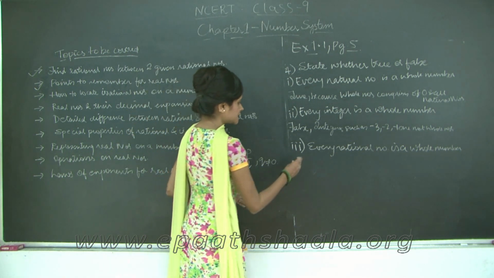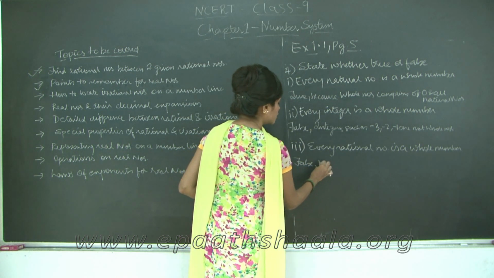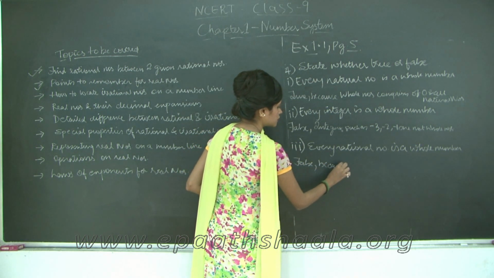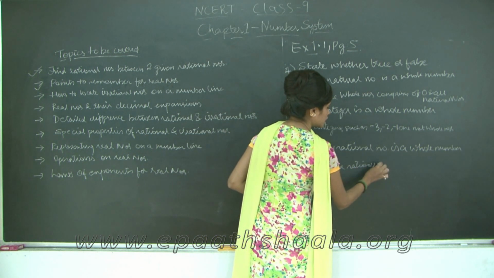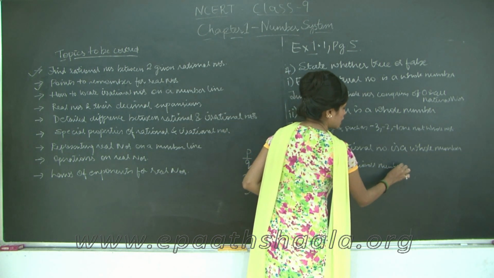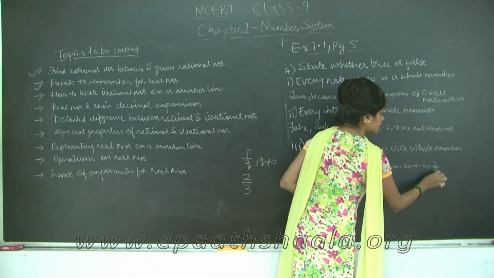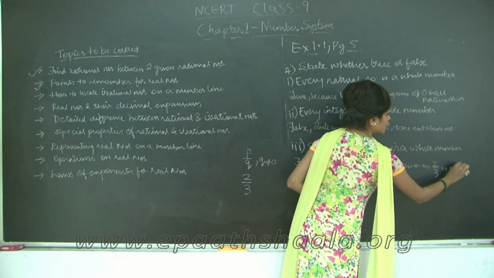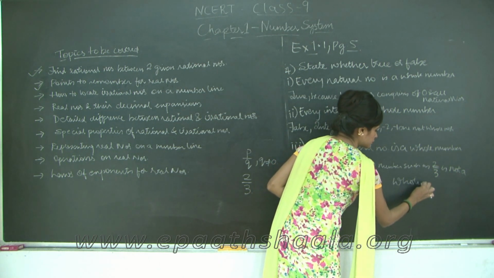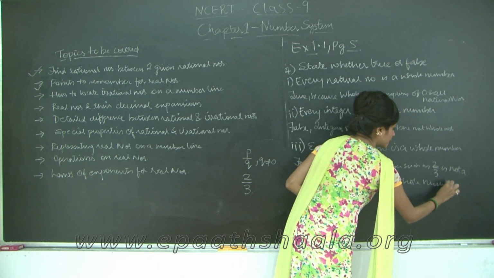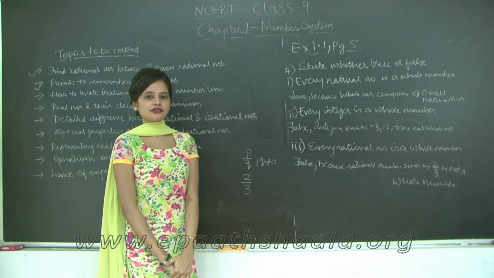So, I am going to say this statement is false because a rational number such as 2 upon 3 is not a whole number. Right? Please take a look at the questions.